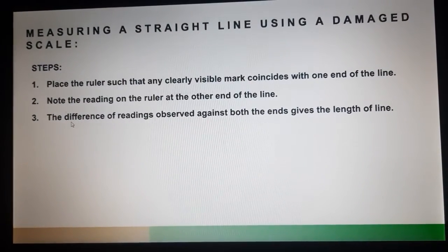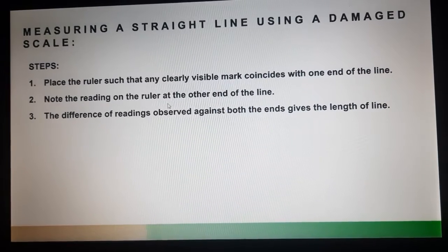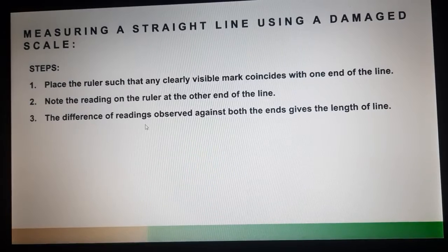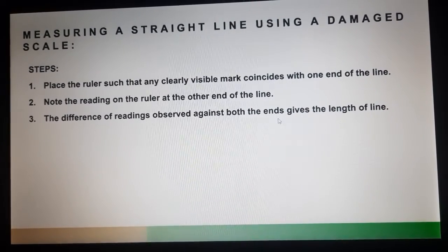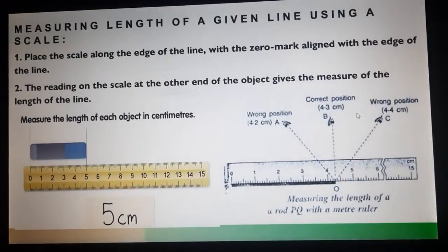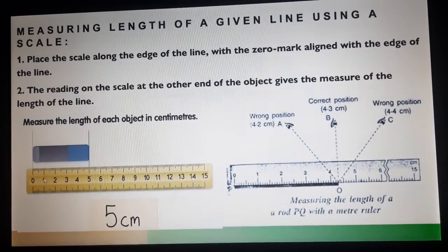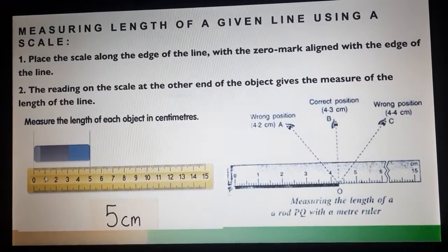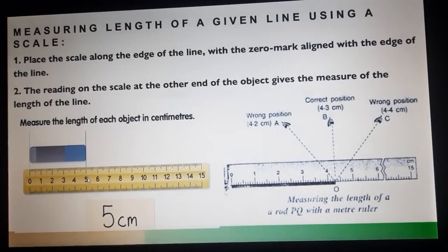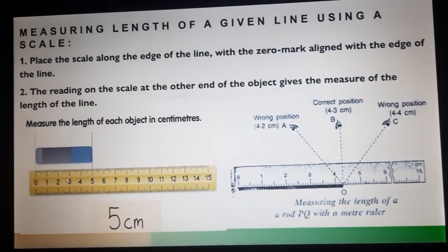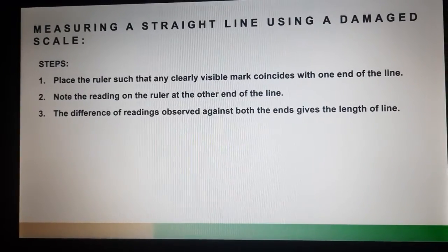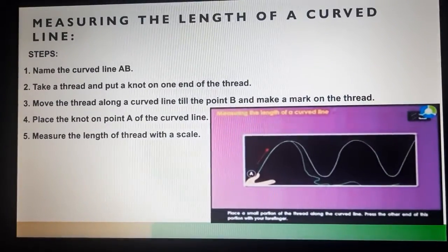So then what do we have to do? Note the reading on the ruler at the other end of the line. The difference of readings observed against both the ends gives the length of the line. So if we started at point 1 centimeter, then it would end at 6. So 6 minus 1 is 5, which is the length of this eraser. This way you have to subtract, then you will get the accurate result.